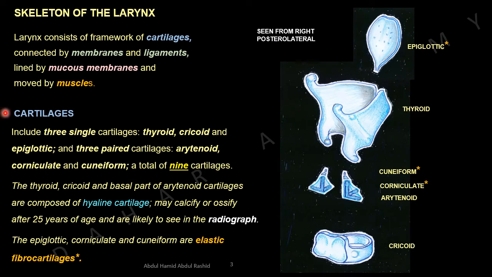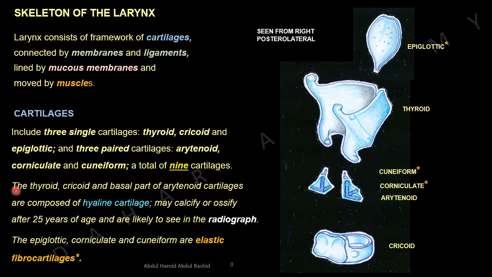Cartilages include 3 single cartilages: thyroid, cricoid, and epiglottic, and 3 paired cartilages: arytenoid, above them is corniculate, above them is cuneiform cartilages. So altogether a total of 9 cartilages, 3 singles and 3 pairs.